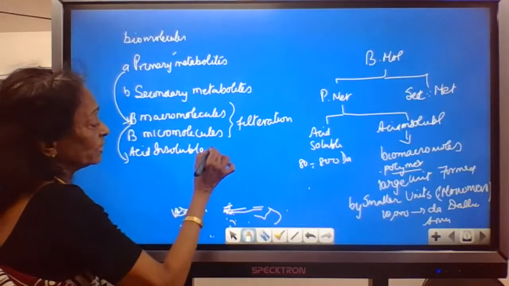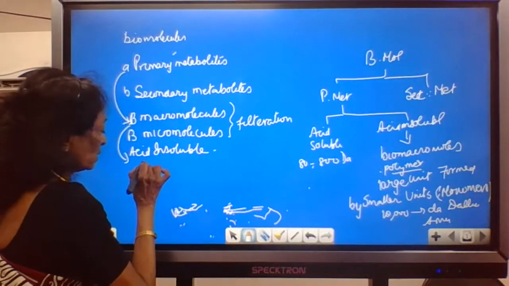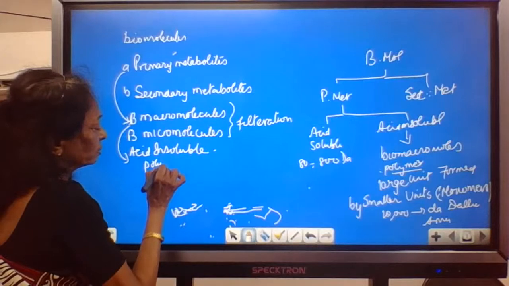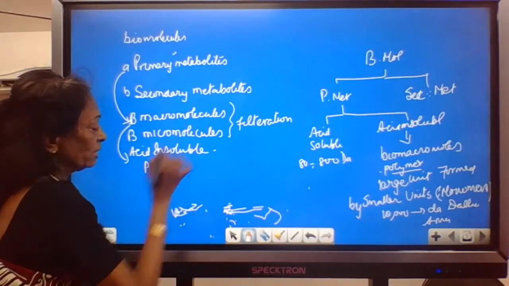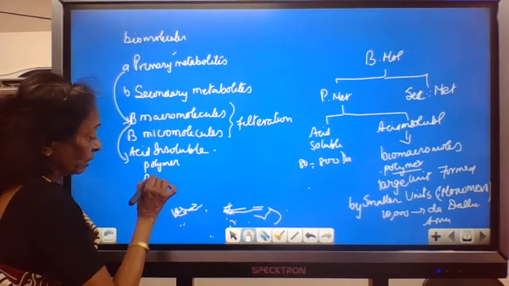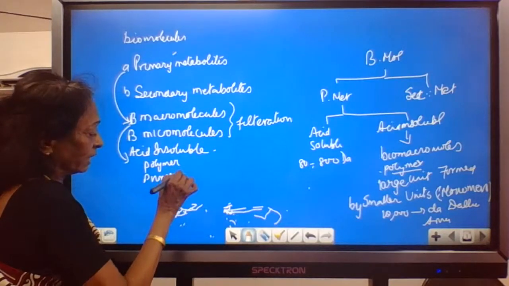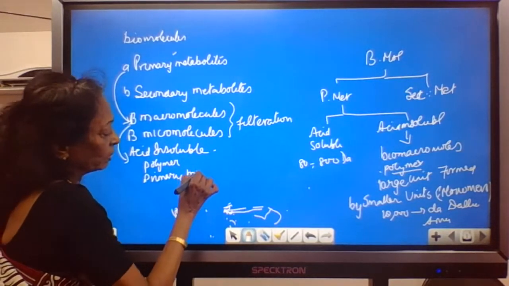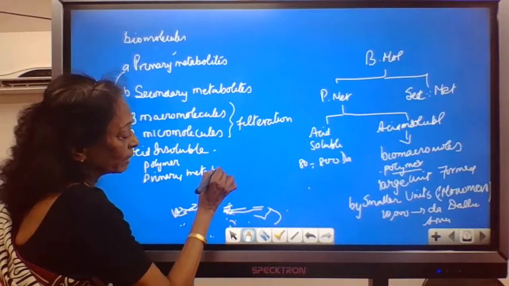Okay. Now the first character, they are polymers. Then what do we say? They are primary metabolites. Second character: primary metabolites. What do you mean by primary metabolite?